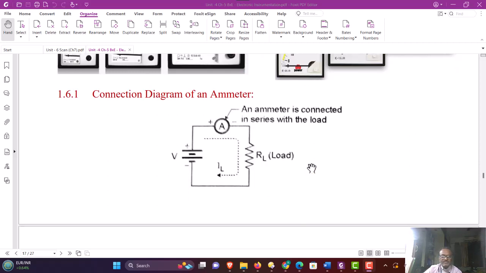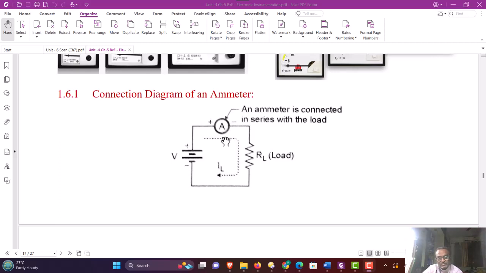A typical connection diagram of an ammeter. We know the ammeter is always connected in series with the load, so that the current should flow through the ammeter and the same current should flow through the load resistance. So here the ammeter will read the load current. Ammeter is always connected in series.